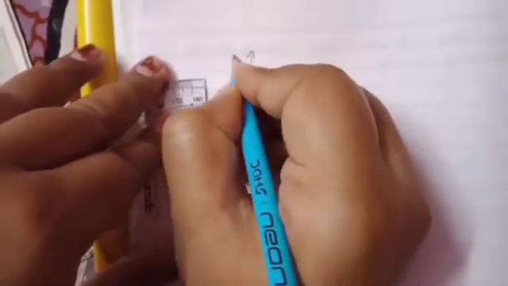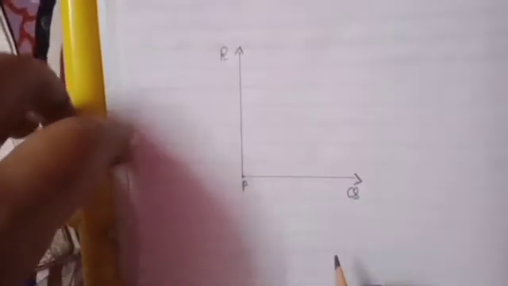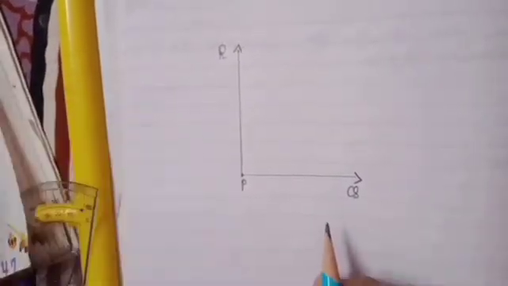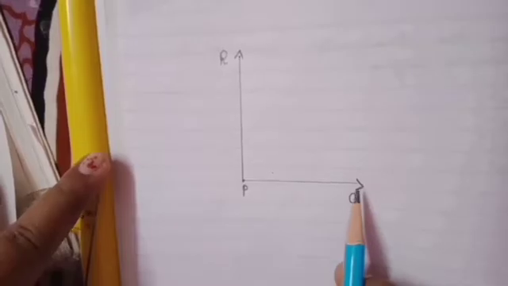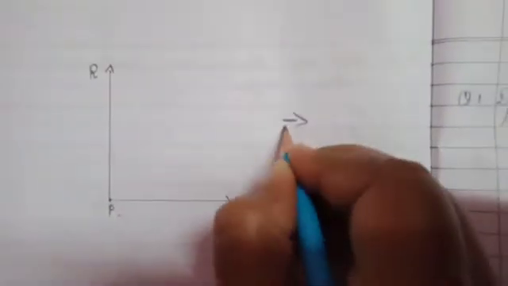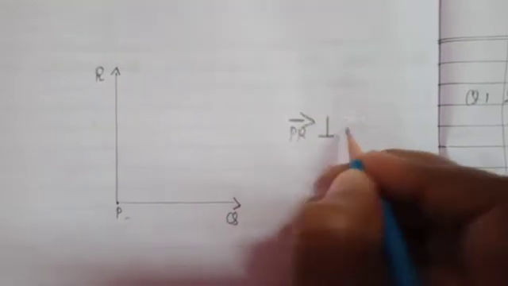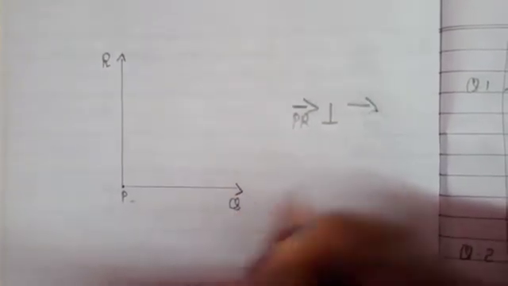Here we will give the name R. So it is a perpendicular to ray PQ. Write this name: PR perpendicular to PQ.